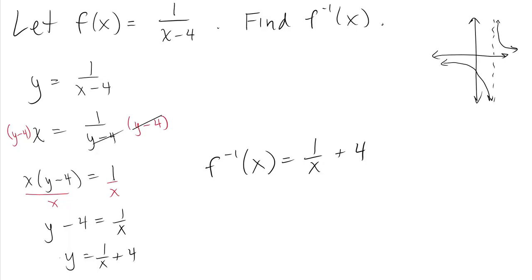Now this was a brand new example here, so let's check our answer here. We've claimed that if f of x is 1 over the binomial x minus 4, then the inverse function will be 1 over x plus 4. Let's compose these functions in both directions. This is a check. This isn't absolutely necessary. We're doing this to check to make sure that our answer is right.